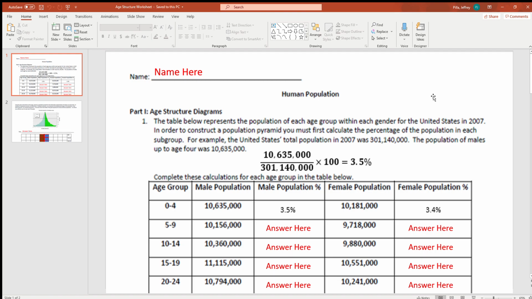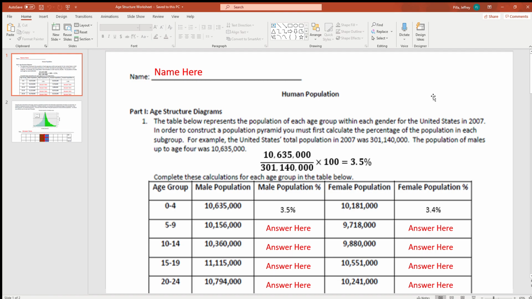So in this, I'm just going to read the directions. I'm going to give you guys a couple examples, and hopefully all of that helps. Alright, so I'm going to start from the beginning where it says Part 1, Age Structure Diagrams. The table below represents the population of each age group within each gender for the United States in 2007. In order to construct a population pyramid, you must first calculate the percentage of the population in each subgroup.